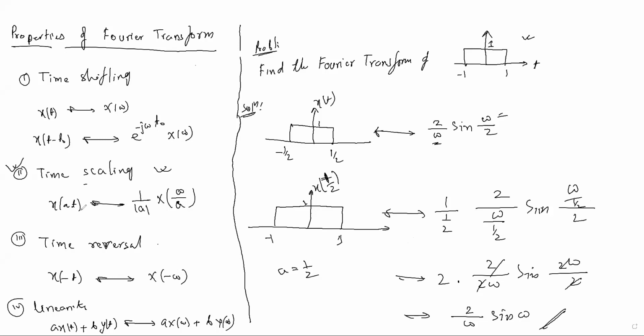Is it clear? By using the scaling property, we can solve the problem very easily, okay? Otherwise, you have to take the integration part and solve each of the steps of integration, then you will find this answer, okay? But if you know this property, you can easily find the Fourier transform of this signal, which is nothing but a scaled version of the rectangular signal, okay? If you know the Fourier transform of rectangular signal, then you can easily use the properties and find 2 by omega sine omega by 2. Is it clear?